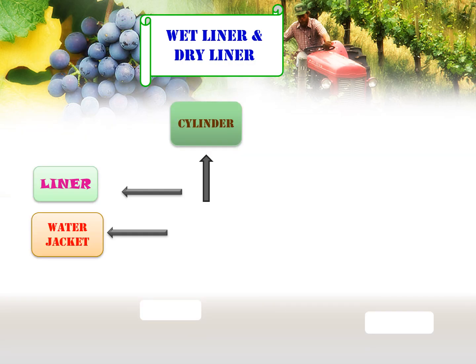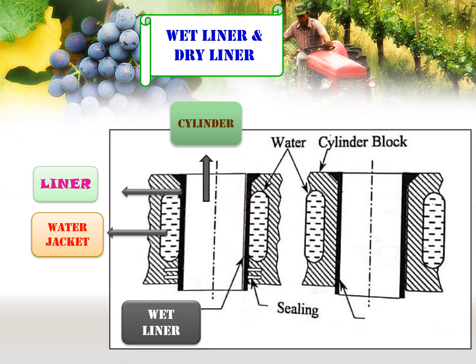Now we discuss the picture of wet liner and dry liner. In wet liner, the water jacket is in close contact with liner. Here the cooling is more effective, and also there is a leakage problem of water jacket. And in dry liner, the water jacket has no direct contact with liner and hence there is no leakage problem of water jacket.